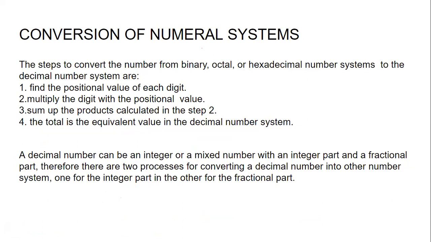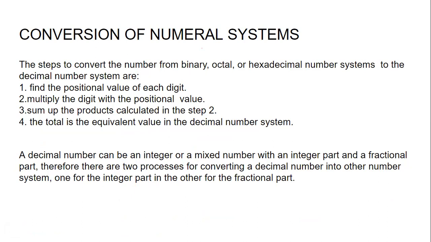Conversion of numeral systems. The steps to convert the number from binary, octal, or hexadecimal number systems into the decimal system are: find the positional value of each digit. Multiply the digit with the positional value. Sum up the products calculated in step 2. The total is the equivalent value in the decimal number system.